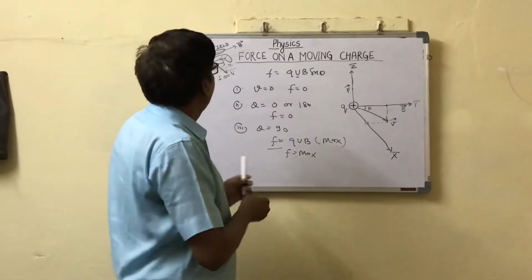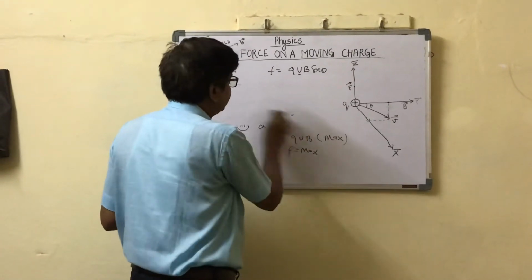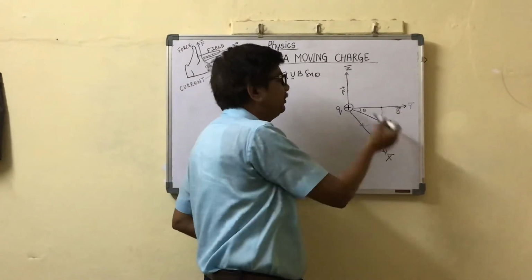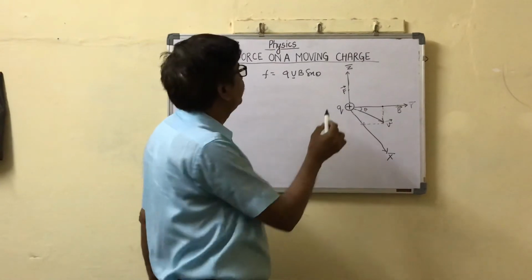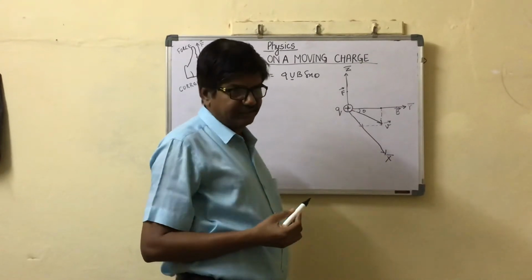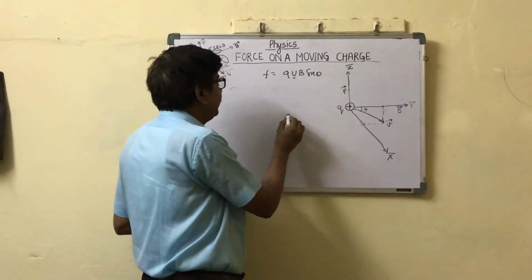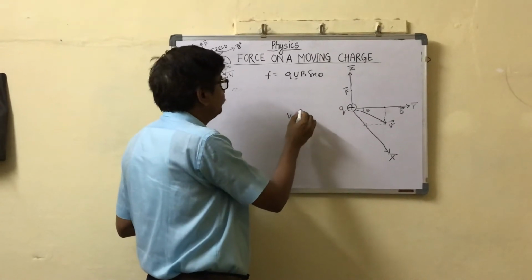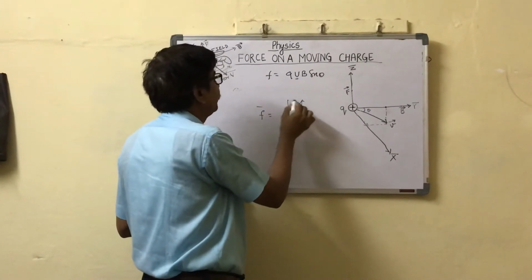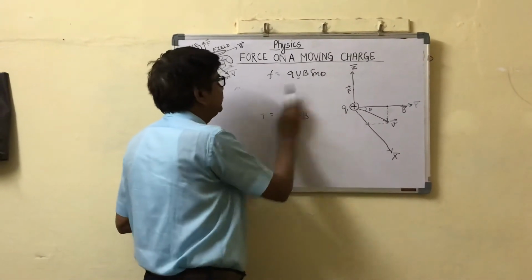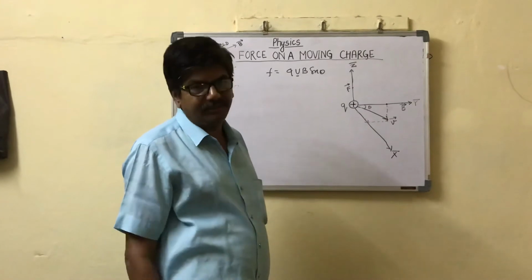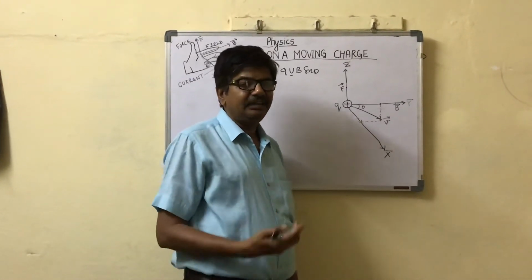Now, F is equal to Q V cross B. The directions of B and V lie in the XY plane and F acts along the Z axis, which is perpendicular to the plane. That is, F is perpendicular to both V and B. V cross B gives the direction of F. Is it clear? The direction is given by, first, Fleming's left hand rule and, second, the right hand palm rule.